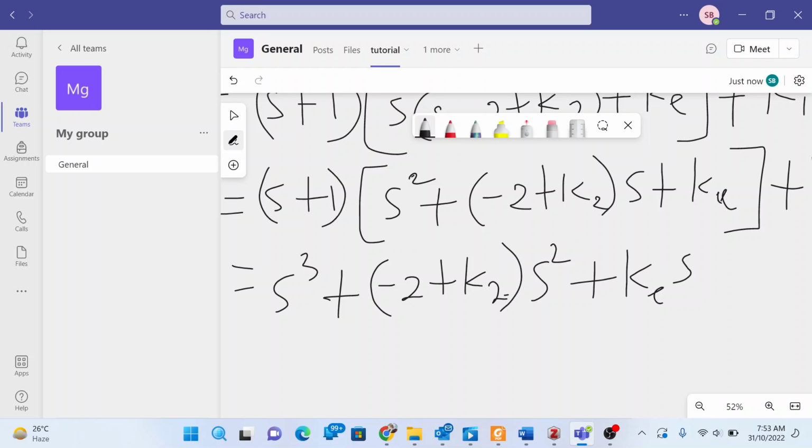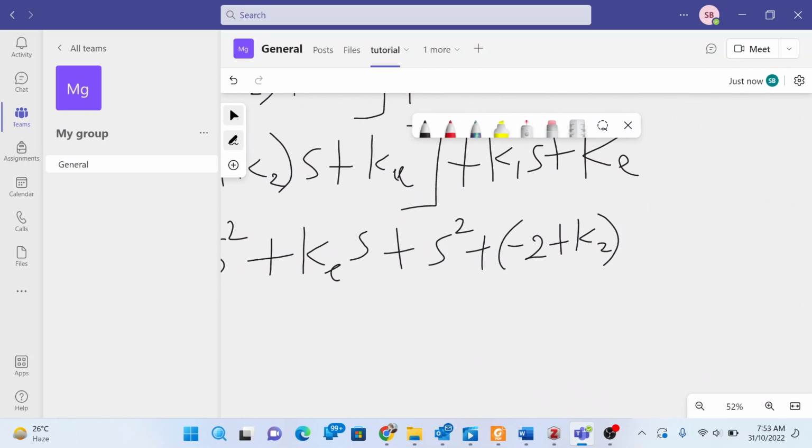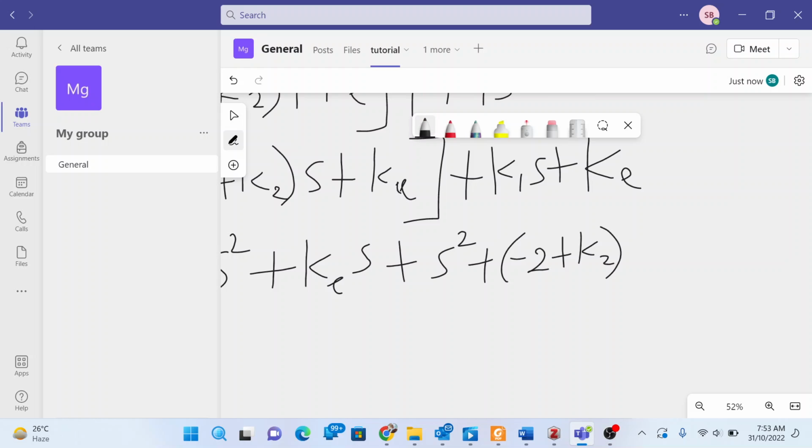Now the second term, the 1, will also multiply the three terms inside the brackets, which gives us the exact same thing in the brackets. That will give us plus S squared, then plus minus 2 plus K2 S, plus KE.